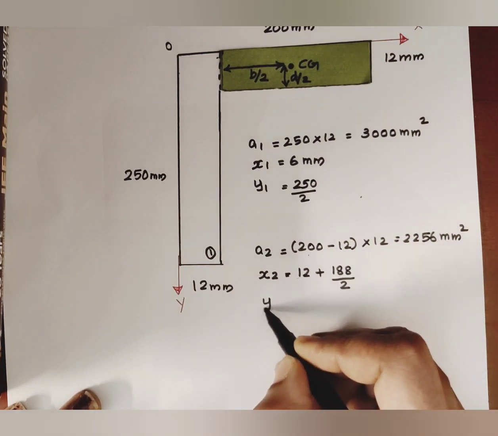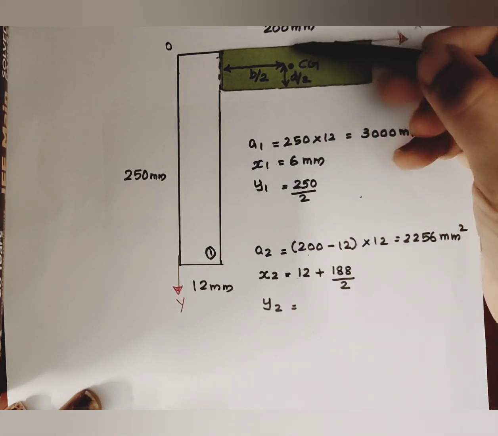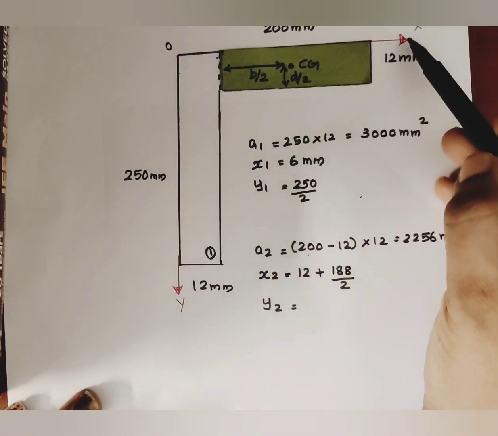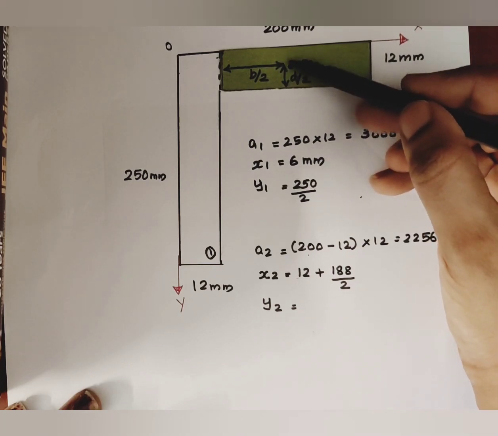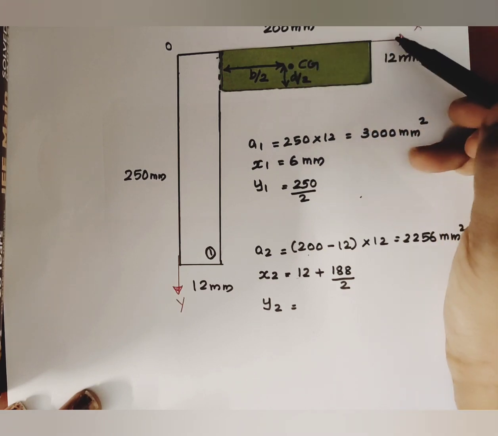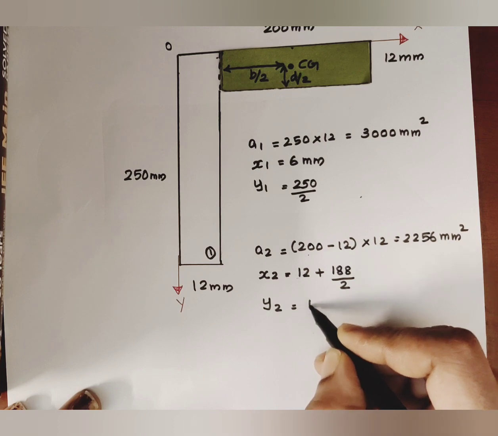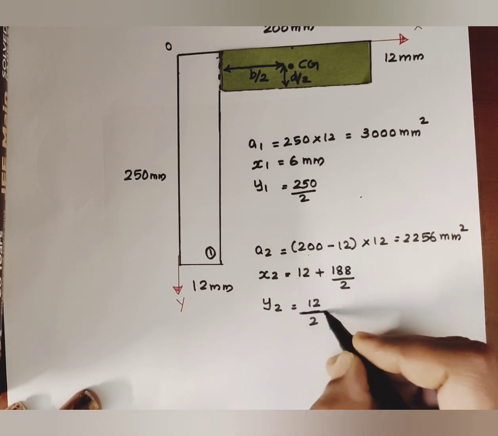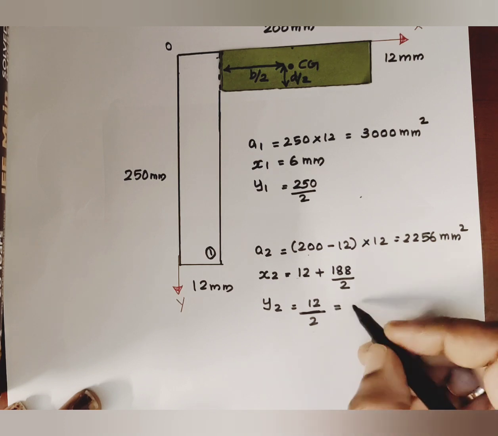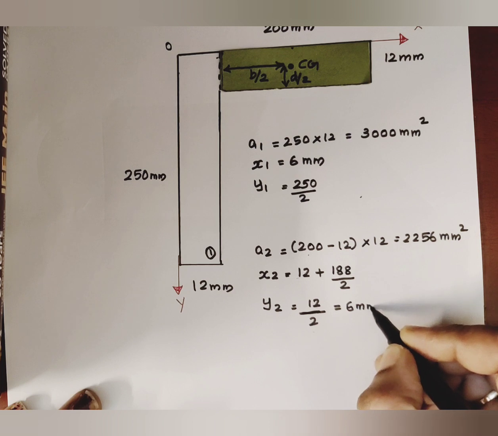So now y2. y2 is measured with respect to this OX axis. So this is d by 2 and this is also d by 2. So you are measuring this distance, that is from the OX axis. That is equal to 12 by 2. That is equal to 6 millimeter.